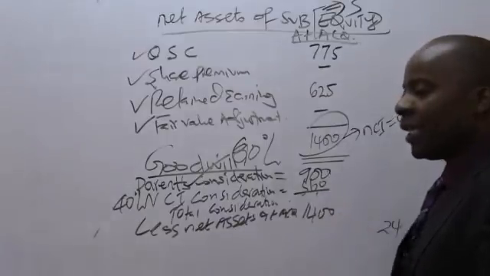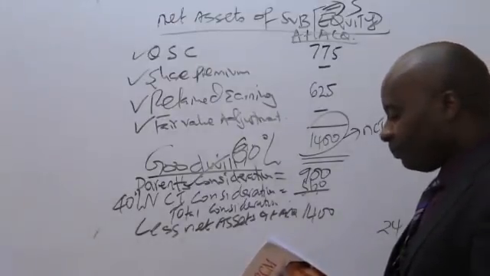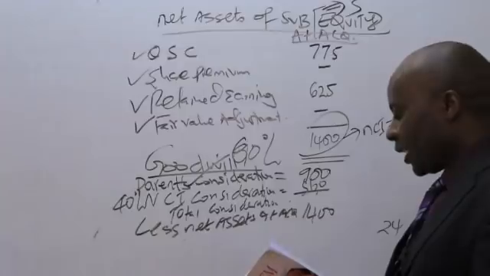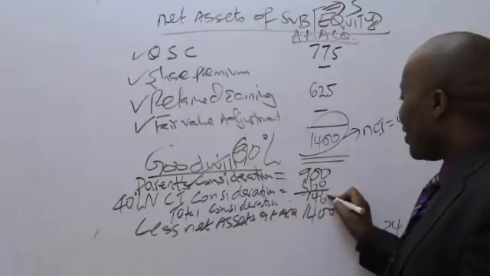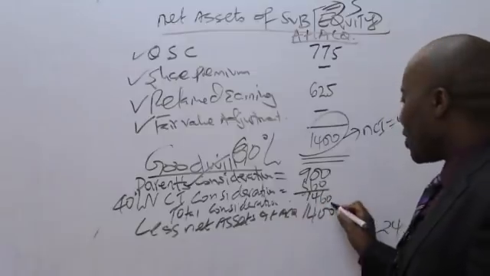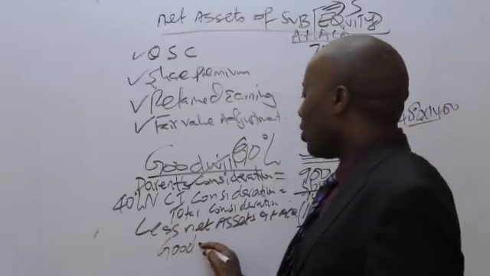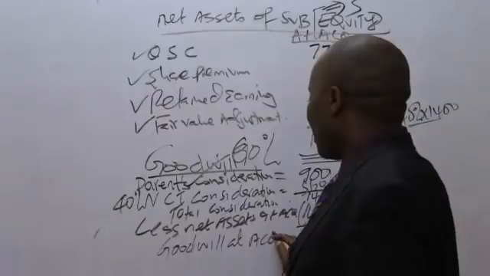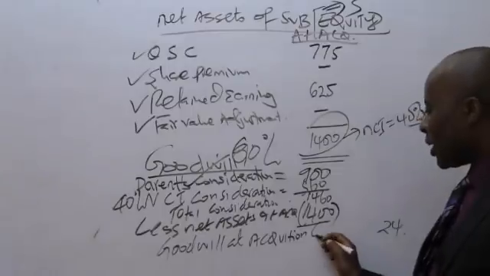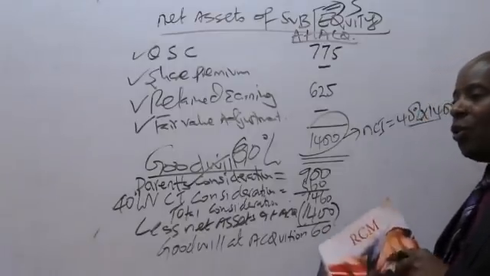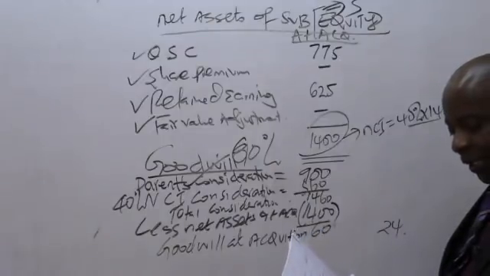So if you add 900 plus 560, how much will it come to, somebody? 1460. Somebody is telling me 1460. So then subtract the net assets like that for you to be able to give us goodwill at acquisition. So goodwill at acquisition, which will be what here, somebody? It will be 60. Goodwill at acquisition will be 60.